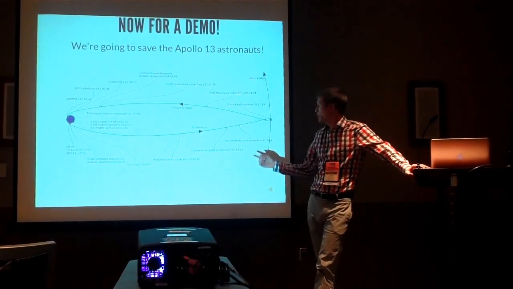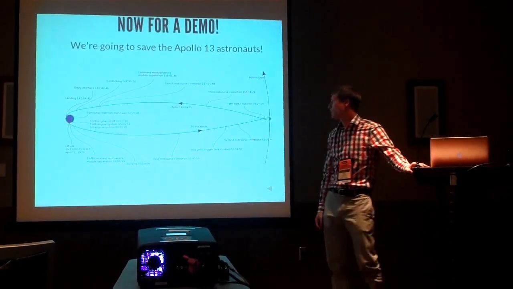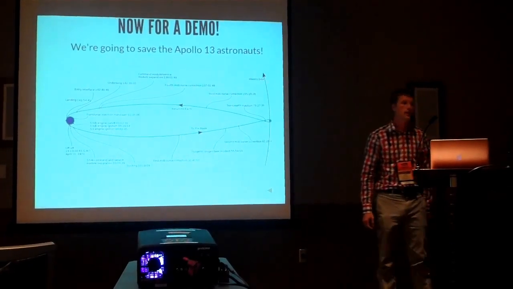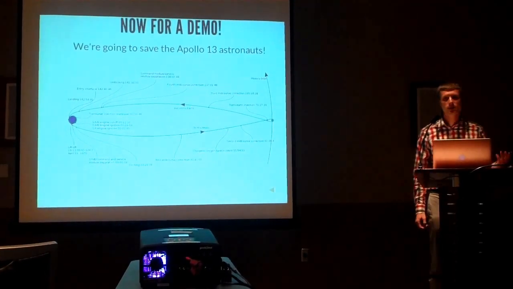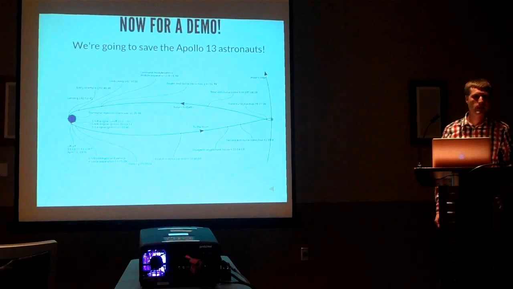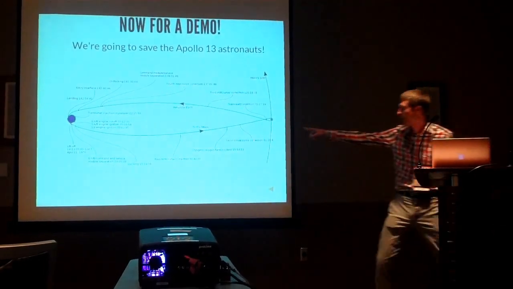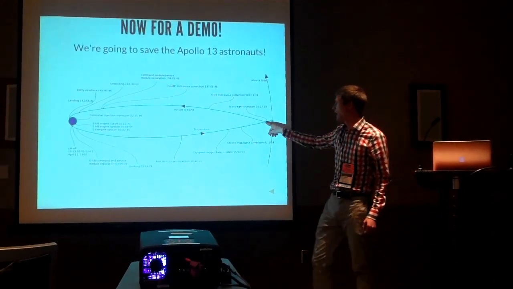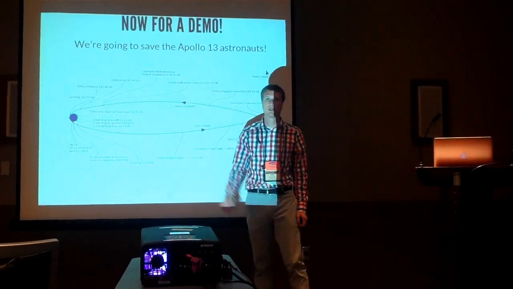So what they had to do was speed up. And what we're going to try and do is calculate the amount of acceleration that they're going to have to do on the spacecraft in order to not only not crash into the moon, but to slingshot around the moon and then return safely back to Earth.